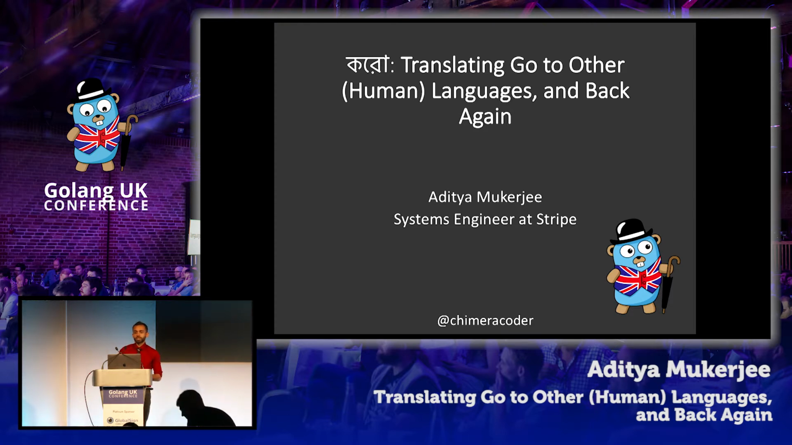I'm a systems engineer at Stripe, which means that my job is to write open source software for monitoring and reliability. I've been writing Go full-time for the past 5 years now, and a lot has changed in that time.